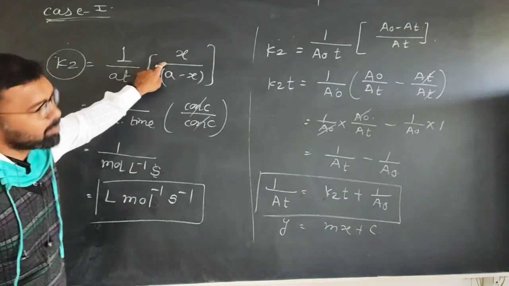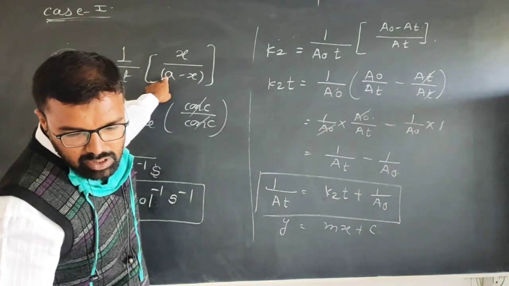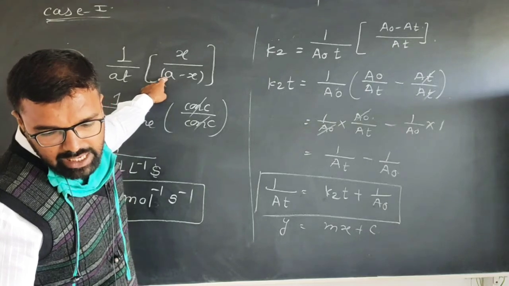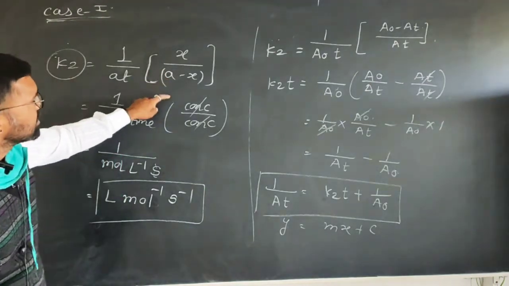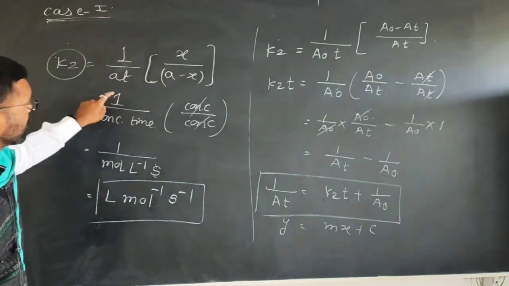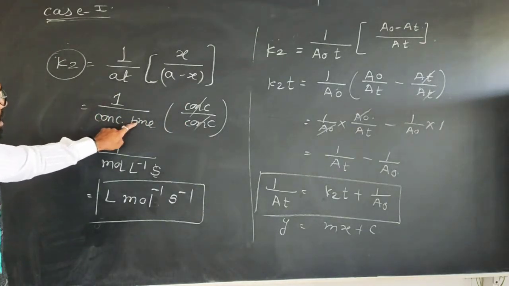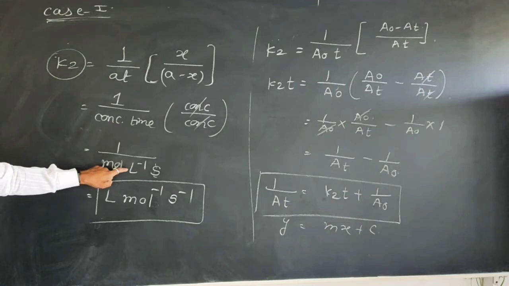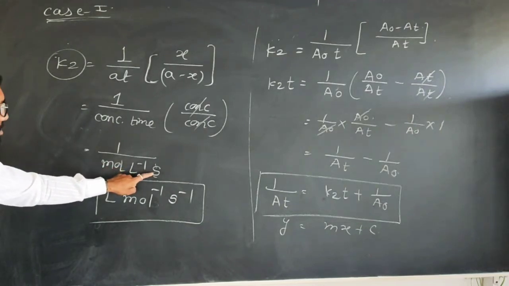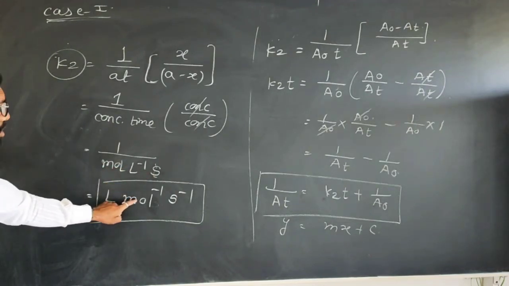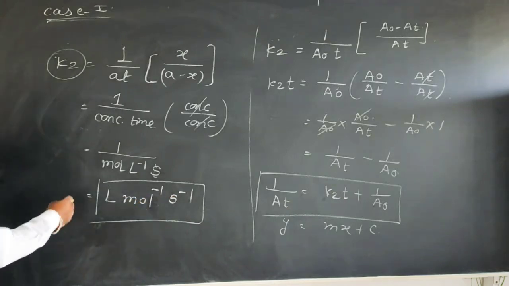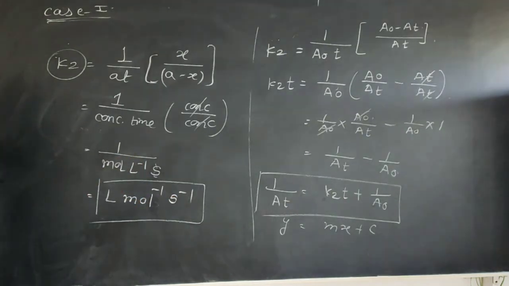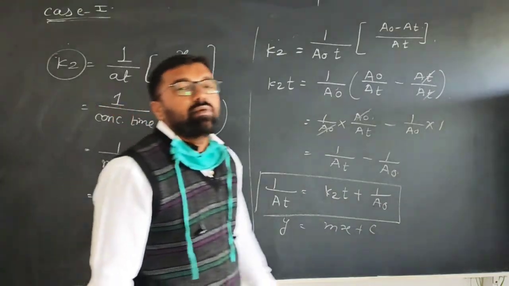K2 is equal to 1 upon t into x upon a minus x. Concentration gets cancelled. 1 upon concentration into time, mole per liter per second, so the unit is liter per mole per second. This is the unit for the second order reaction. This is about the characteristics.